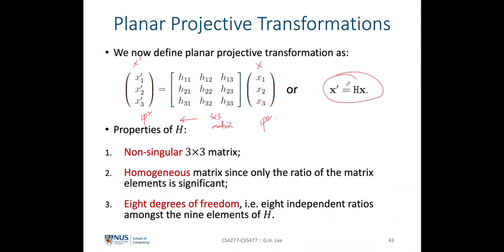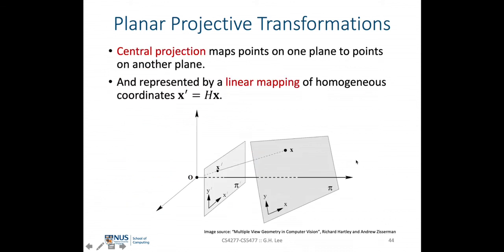And here are some properties of H. It has to be a non-singular 3x3 matrix because, as mentioned before, H needs to be able to be inverted, and hence it has to be a non-singular matrix for this relation to hold true. It also has to be a homogeneous matrix since only the ratio of the matrix elements is significant, and it has to have 8 degrees of freedom. We'll see later on why it has 8 degrees of freedom among the 9 elements of H when we learn about the robust estimation of homography in a later lecture.